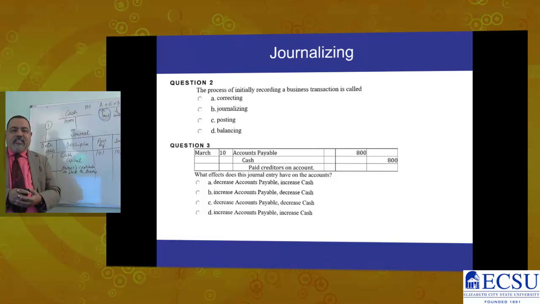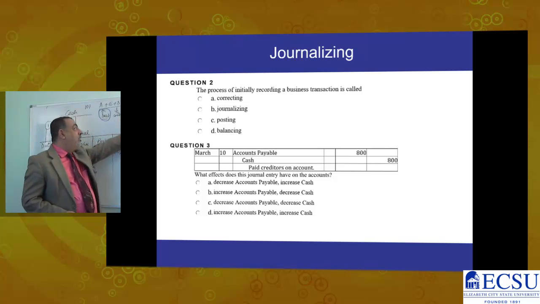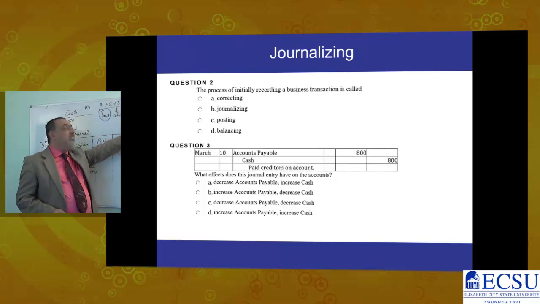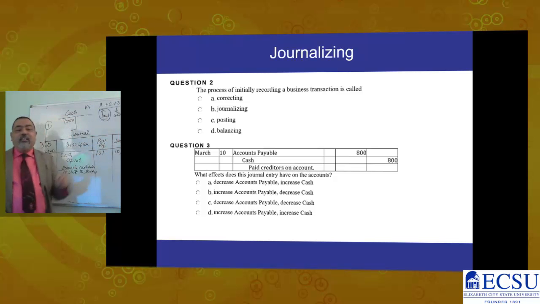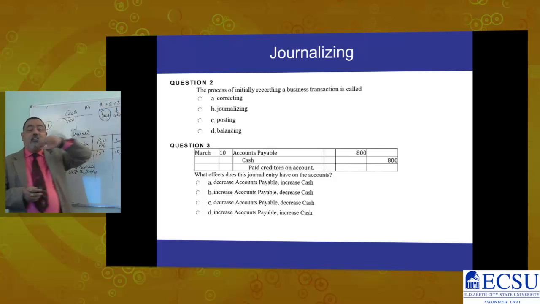What is it? It says accounts payable is debit and cash is credit, paid creditors on account. So what effect does this journal entry have on the accounts? Accounts payable is a liability. So if it is debited, when will you debit? Of course, there will be a decrease. So whenever there is a liability decrease, so decrease in accounts payable and increase in cash. No, because it is a decrease in accounts payable, but it is also a decrease in cash, because cash is an asset and it should be credited.